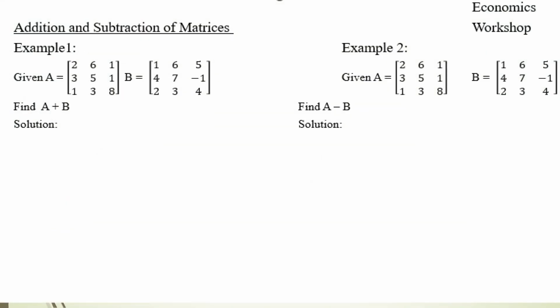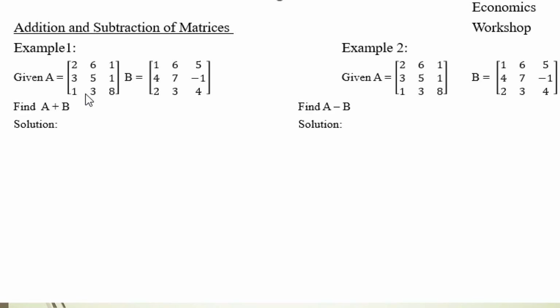Addition and subtraction of matrices. Example 1, we have 2 matrices here. To add or subtract 2 matrices together, number 1, the 2 matrices must be of the same dimension. That means they must have the same dimension. This is a 3 by 3 matrix, this is also a 3 by 3 matrix, so addition and subtraction is possible. It is impossible to add a 3 by 3 matrix with a 2 by 3 matrix.